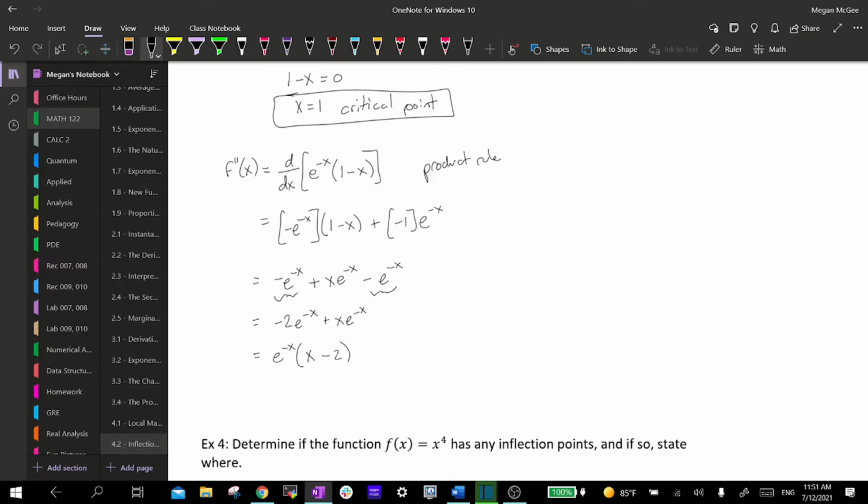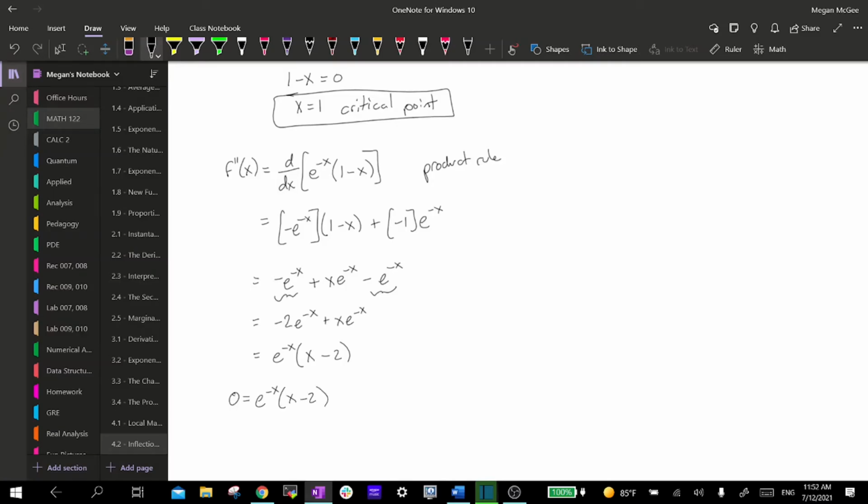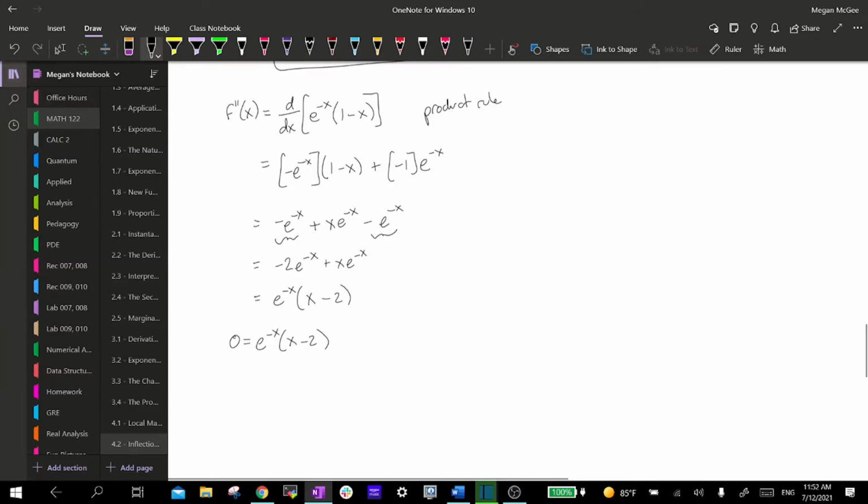Alright, so our inflection points are possible where the second derivative is 0. So again, we need to set our second derivative equal to 0. Again, we have e to the negative x, which can't ever be 0, so we end up with 0 is equal to x minus 2, which gives us x is positive 2.